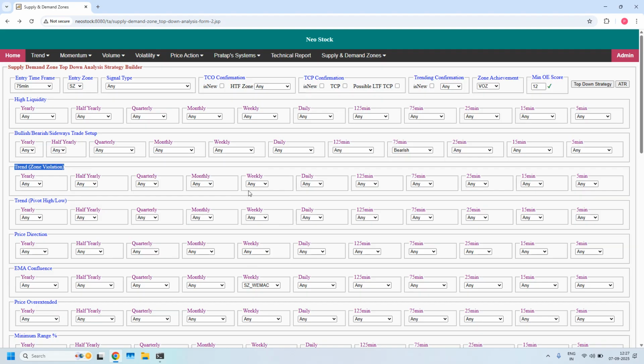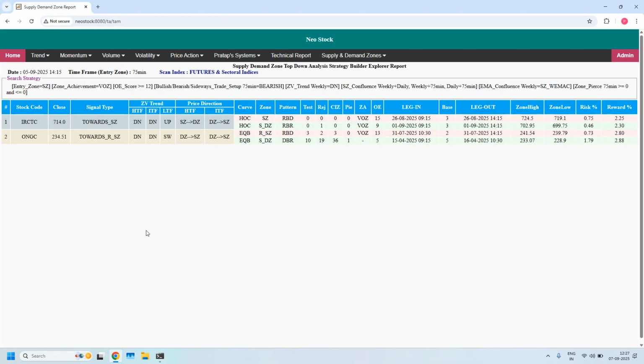And the trend on the weekly should not be sideways. It should be downtrend because it is a bearish trade setup. So both these stocks are filtered. That way, these 2 75-minute supply zones might have a higher probability of success, provided less than 20 checklist items are satisfied. Otherwise, there are higher chances of zone violation.